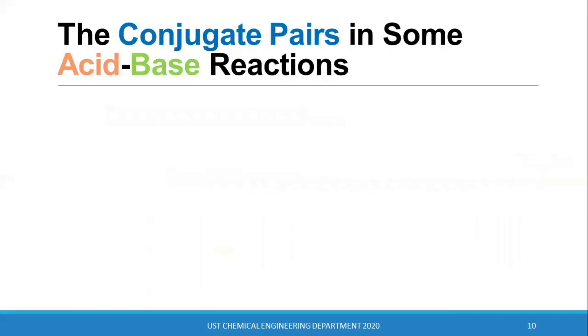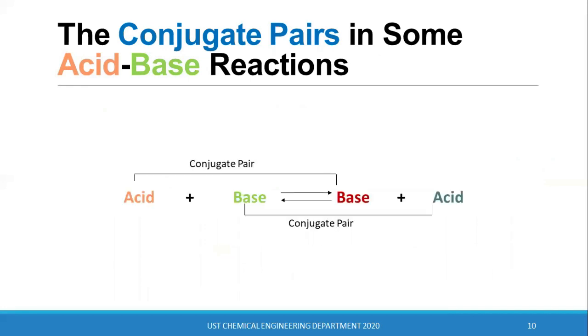Now let's introduce the concept of conjugate pairs. It is shown that for an acid-base reaction, the products will have a conjugate base and a corresponding conjugate acid. The conjugate base is the substance formed after an acid donated a proton or hydrogen ion. By contrast, the conjugate acid is formed after a base accepted the proton or hydrogen ion donated by the acid.